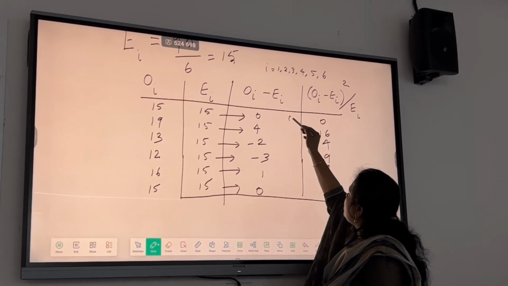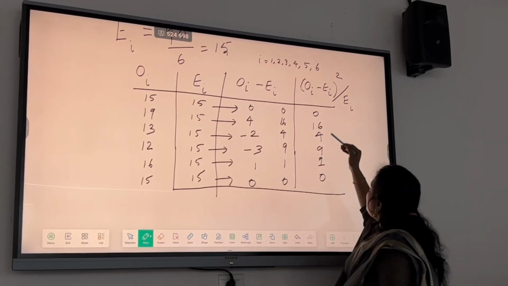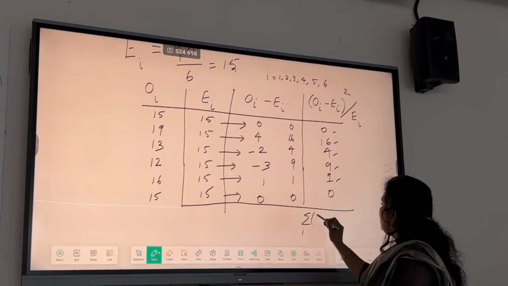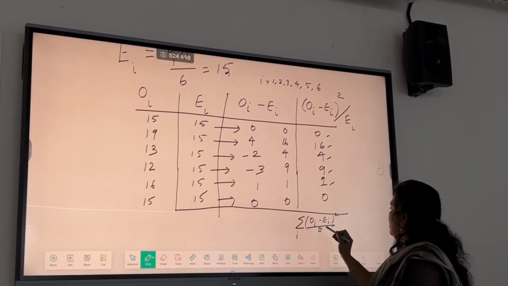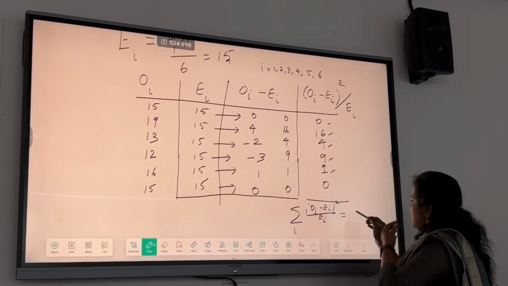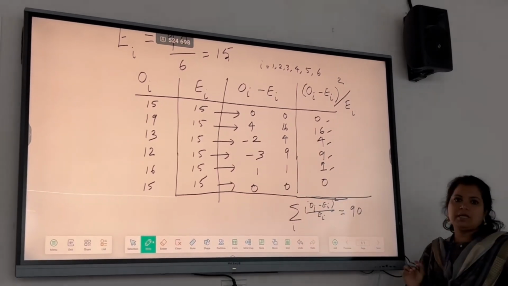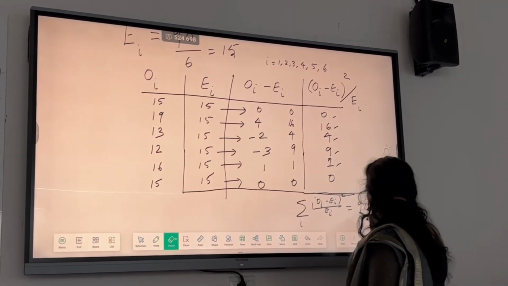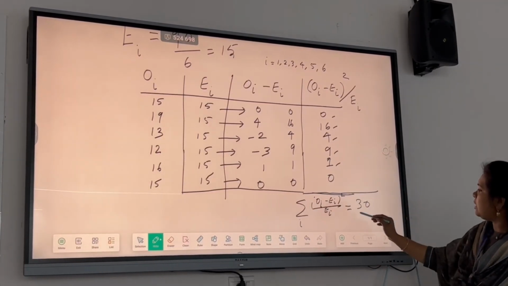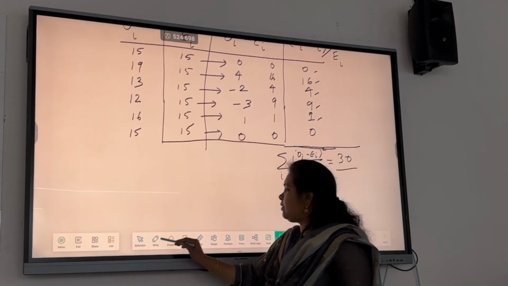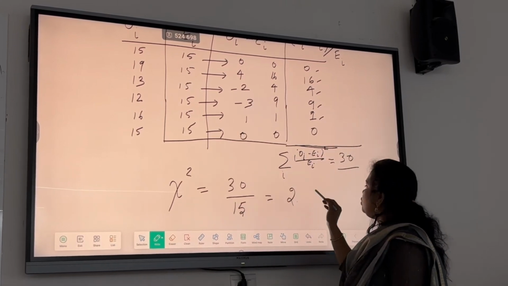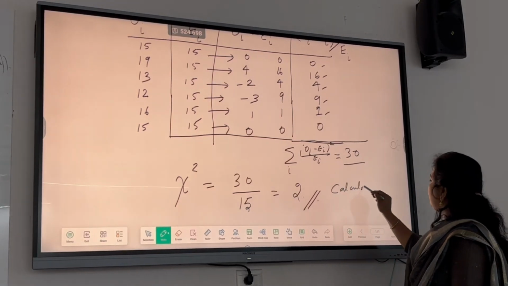Now if you square the numbers, you will get 0, 16, 4, 9, 1, 0. Now if you divide by Ei, you get these answers. Then the summation over i of (Oi minus Ei) the whole square divided by Ei, so this should be within the summation. Summing all the terms, we get 30. So now calculate chi-square: chi-square equals 30 divided by 15, so you get the answer 2. So we got the calculated chi-square, which is 2.